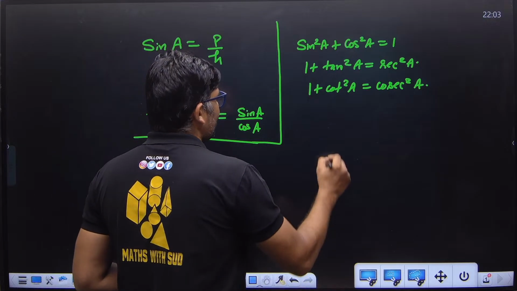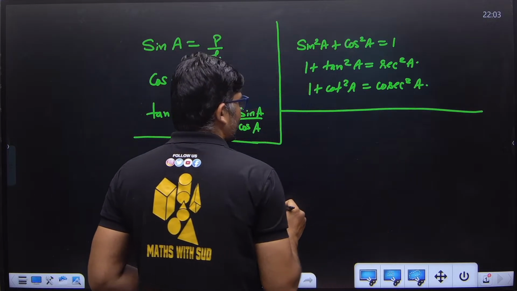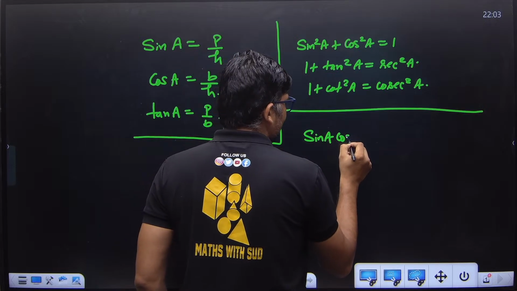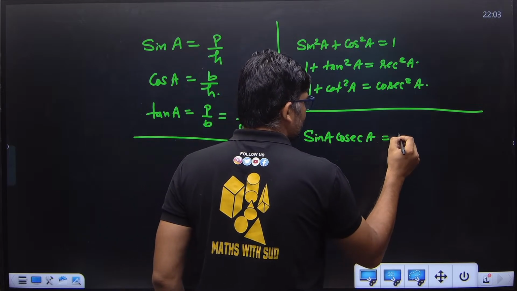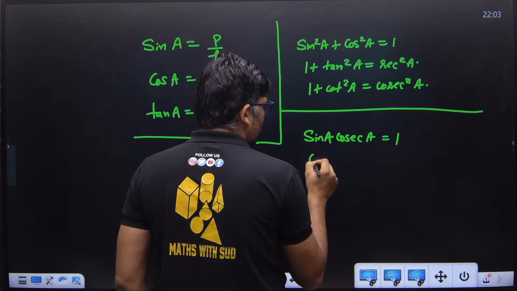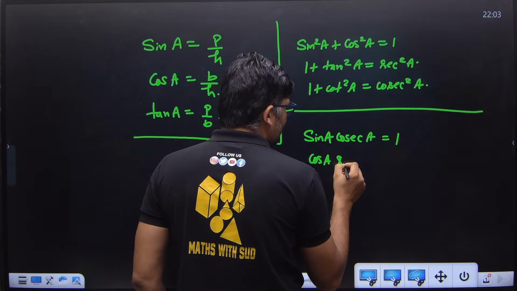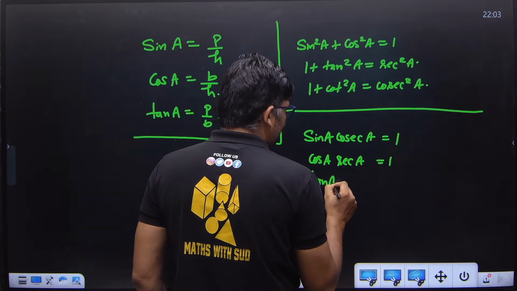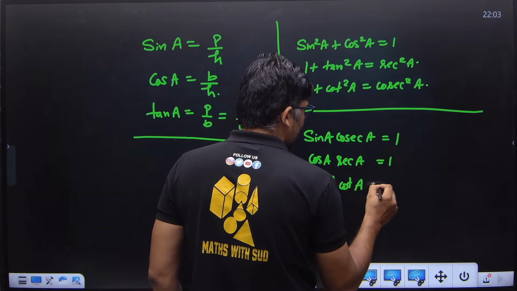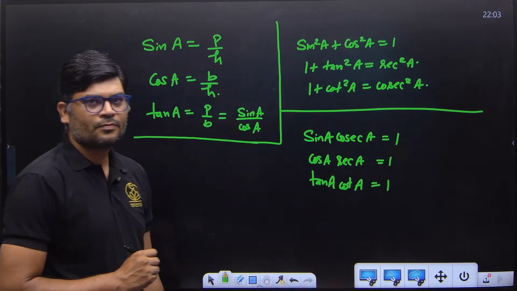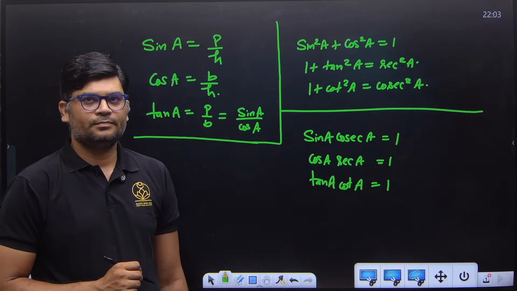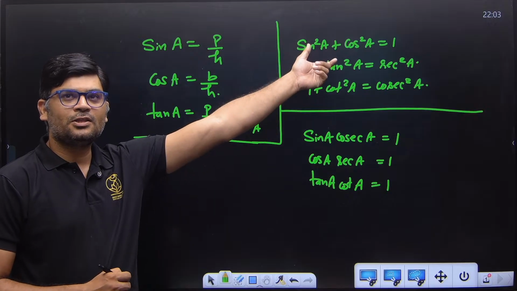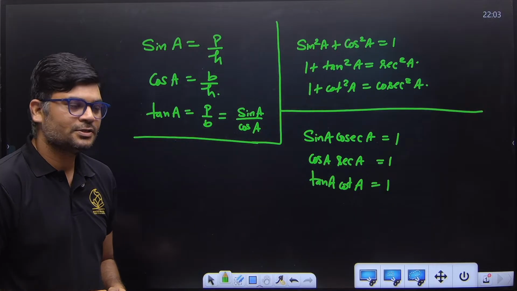And then I taught you about reciprocal identities, which were sine A into cosec A is equal to 1, then cos A into sec A is equal to 1, and tan A into cot A is also equal to 1. This is Pythagorean, this is reciprocal identities.